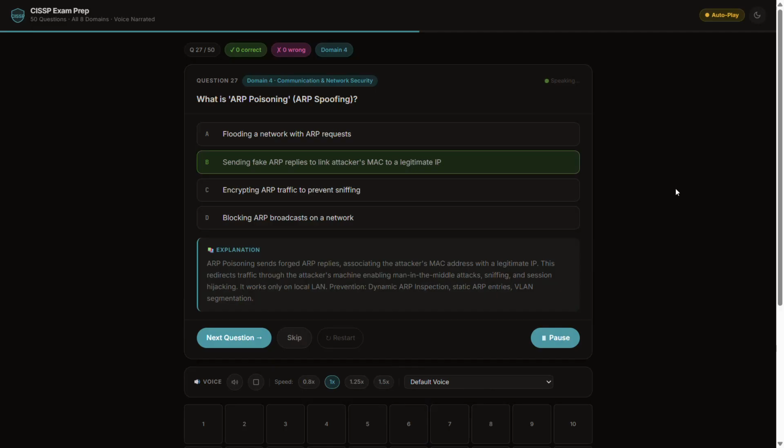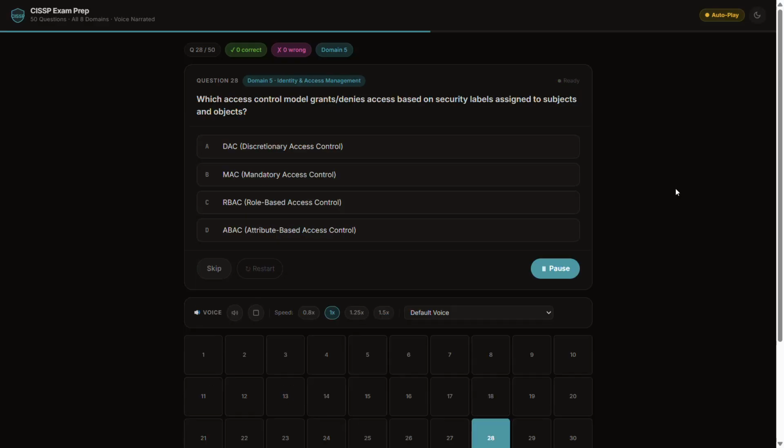Correct answer: B. ARP poisoning sends forged ARP replies, associating the attacker's MAC address with a legitimate IP. This redirects traffic through the attacker's machine, enabling man-in-the-middle attacks, sniffing, and session hijacking. It works only on local LAN. Prevention: dynamic ARP inspection, static ARP entries, VLAN segmentation.